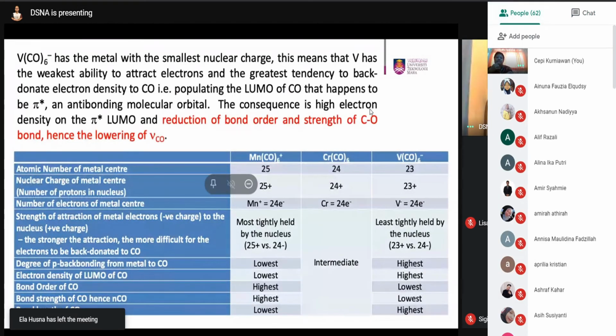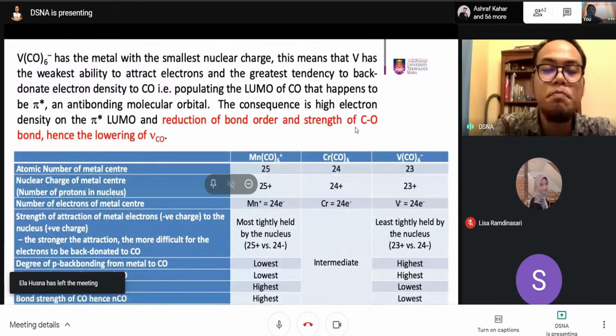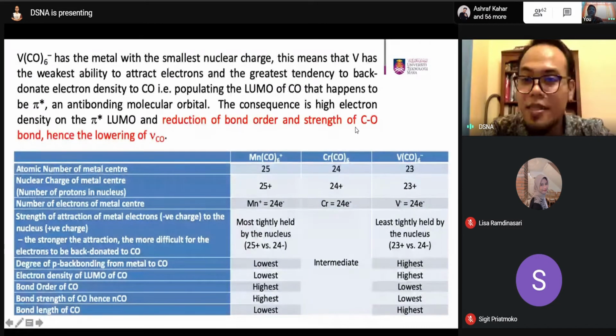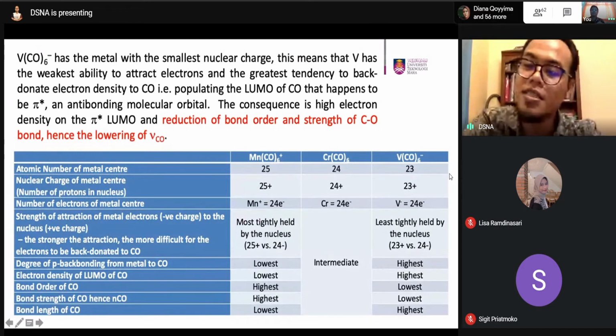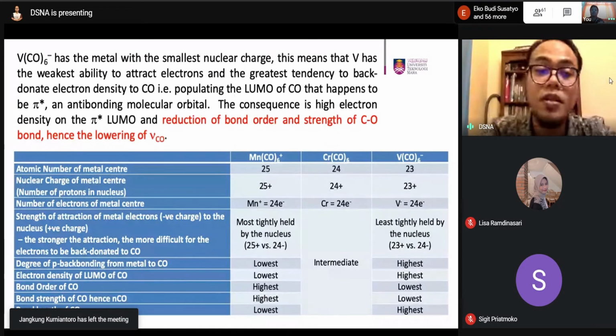So let us compare manganese, chromium, and also vanadium here. We have different atomic numbers, definitely, different atoms: 25, 24, and 23. So they are arranged in decreasing order. So the nuclear charge will be that of the atomic number, which is 25 plus, 24 plus, and 23 plus. So nuclear charge is coming solely from the proton number. And then the number of electrons on the metal center.